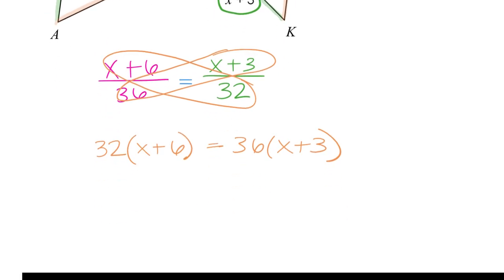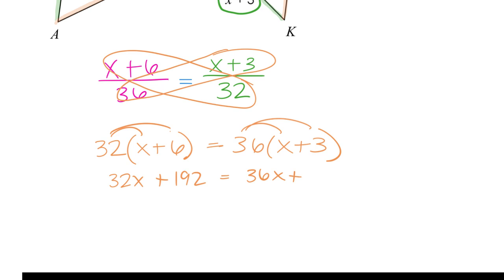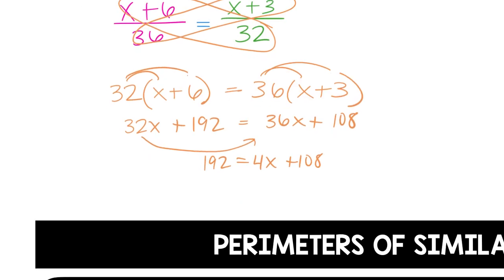And then from here, you can just go ahead and solve this out. So you can distribute that 32, distribute that 36. This would give us 32x plus 192 equals 36x plus 108. And then if I move this 32x to the other side here, we would have 192 equals 4x plus 108. And then you could subtract that 108. That's going to leave you with 84 equals 4x.